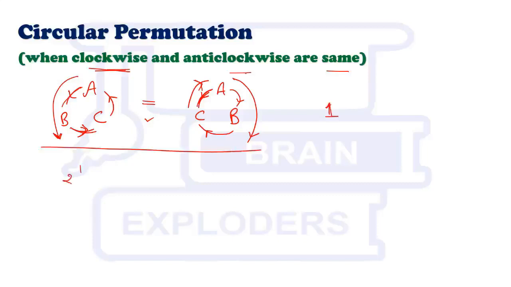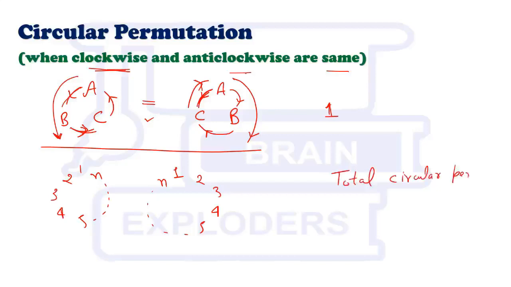Why? Because if we have written some permutation like this, then there is a pair of this permutation in anti-clockwise direction also, like this, and they always occur in pairs. So what we do is take the total circular permutations divided by 2. This is what we do when clockwise and anti-clockwise are treated as same.